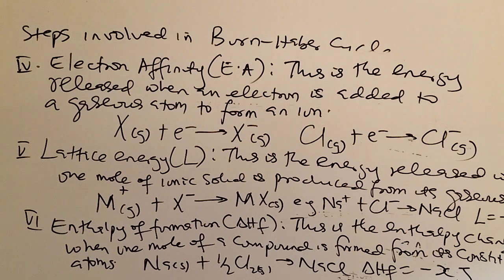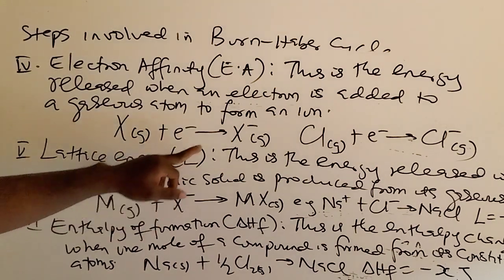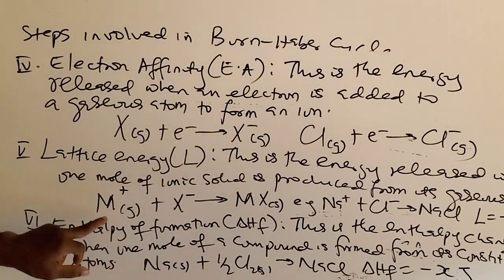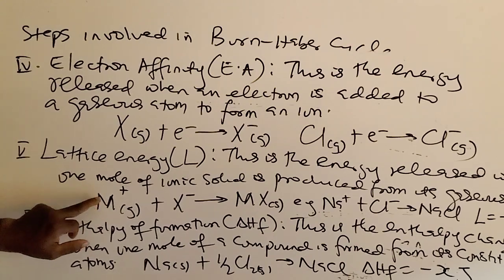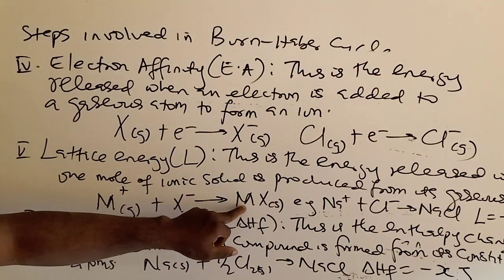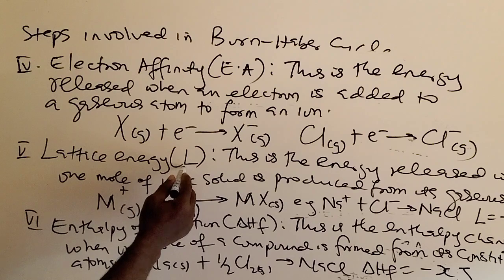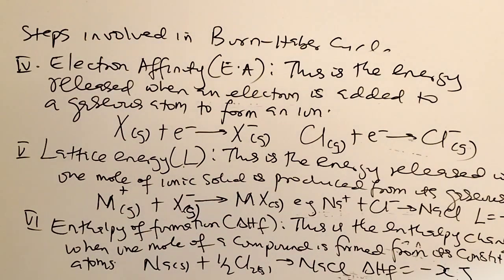So number 5, we have the lattice energy, L. It is the energy released when 1 mole of ionic solid is produced from its constituent ions. The ion from the metal is M plus, and the ion from the non-metal is X minus. This one is produced from the electron affinity process, and the other is produced from ionization of the metal, step 2. So when you combine the ions produced in these two steps, you get one mole of a compound from its gaseous ions, and the energy is what's called the lattice energy. And the lattice energy is also negative in value.